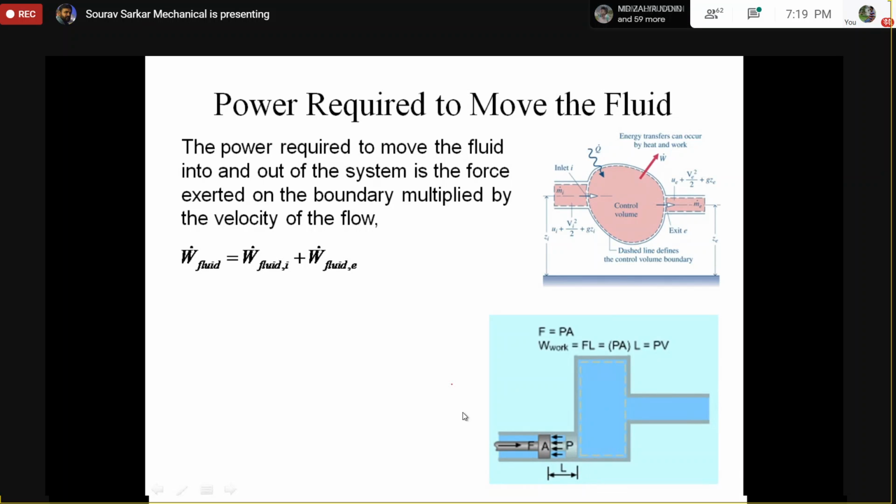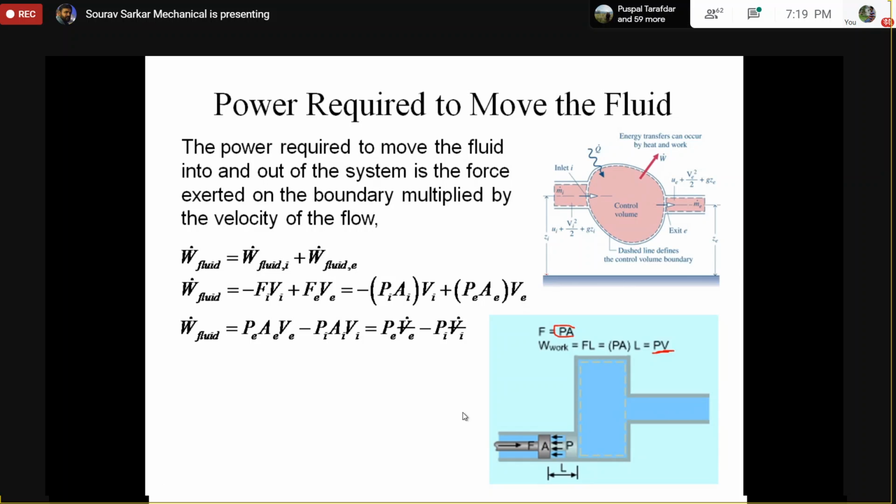So if I try to find the expression, what is that expression? We know the force is the instantaneous pressure into the area. So it will be PV. And if I write it like this, this is the compression work and this is the expansion work. If I expand the force, it will become pressure into area into the velocity. Similarly here also the same thing, pressure into the area into velocity.